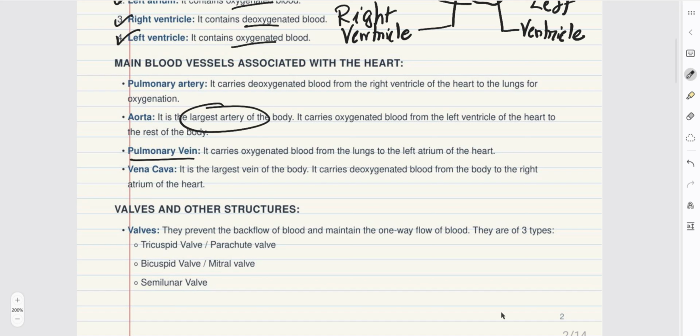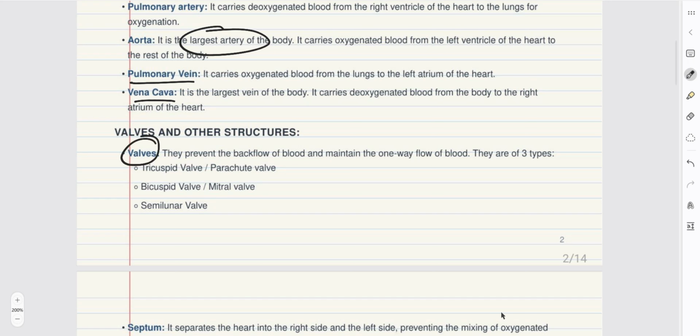Then we talked about the pulmonary vein and the vena cava: the superior vena cava, bringing blood from the upper part of your body, that is the upper limbs, the arms, hands, and the brain, and the inferior vena cava that brings blood from the lower parts of your body, that is from the legs.